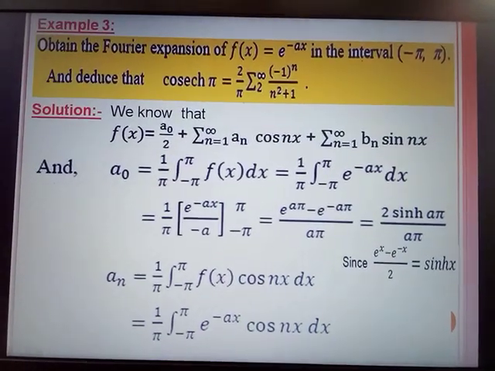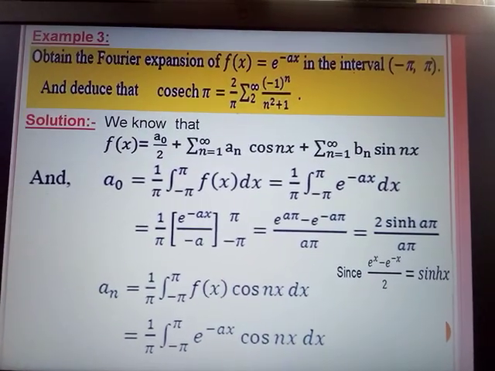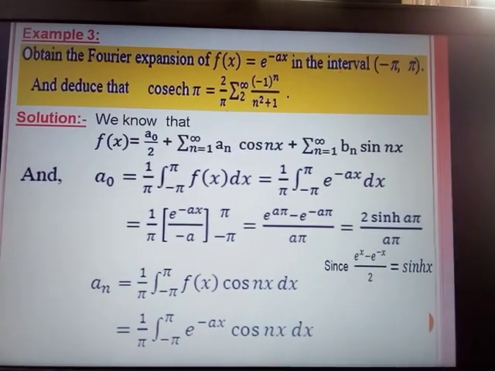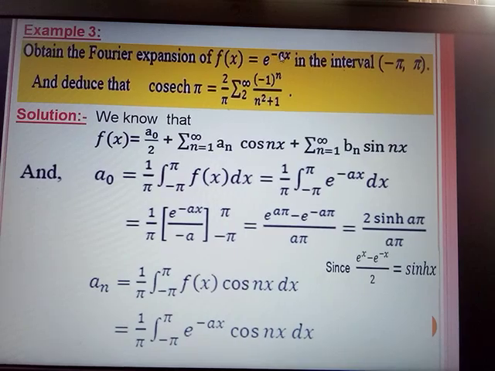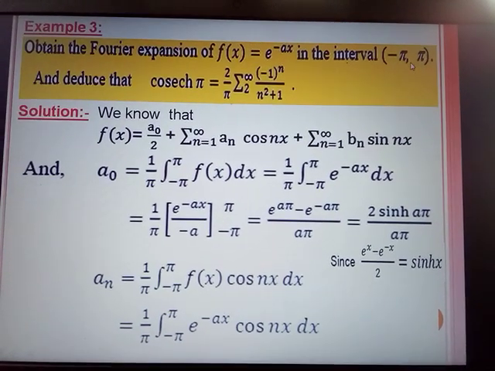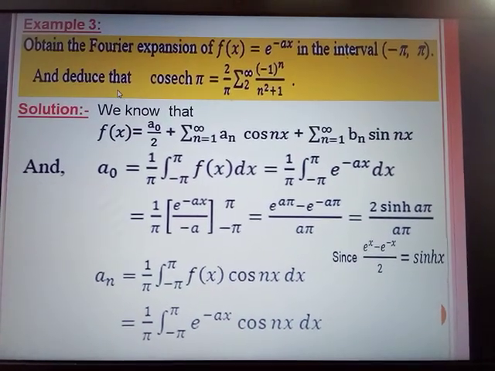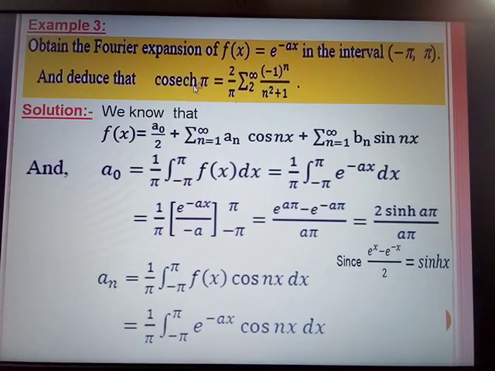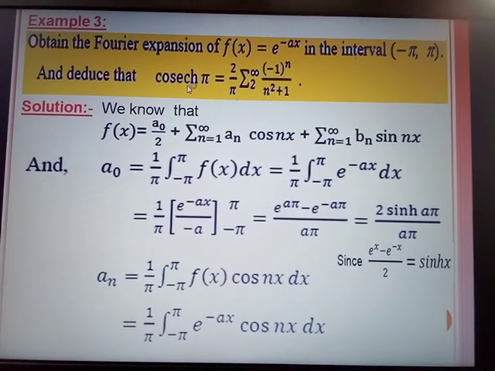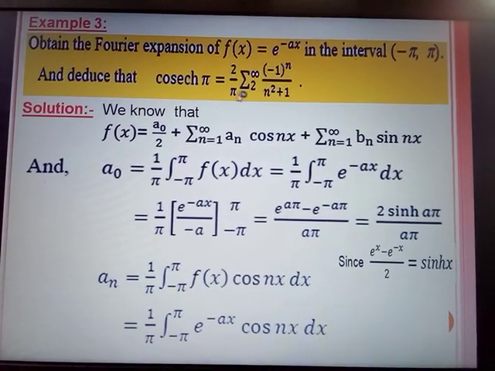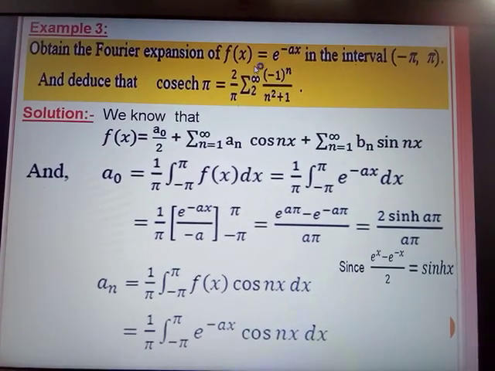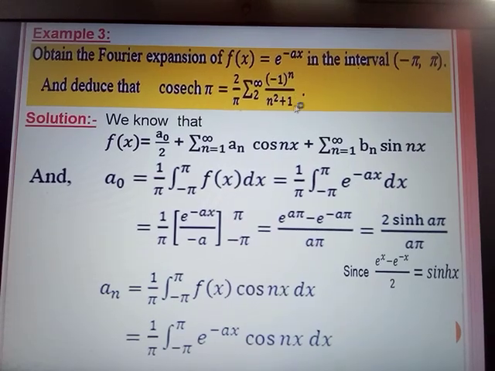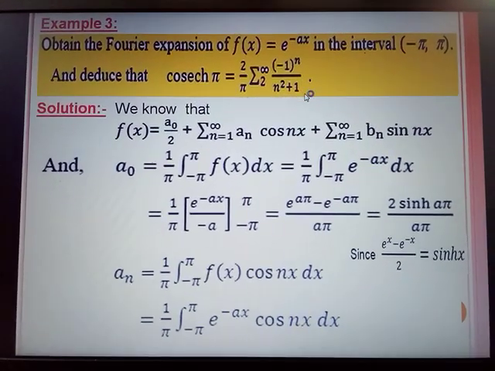Next, example 3. Obtain the Fourier series expansion of f(x) = e^(-ax) in the interval -π to π, and hence deduce that cosech π is equal to (2/π) times the summation, n running from 2 to infinity, of (-1)^n divided by (n² + 1).